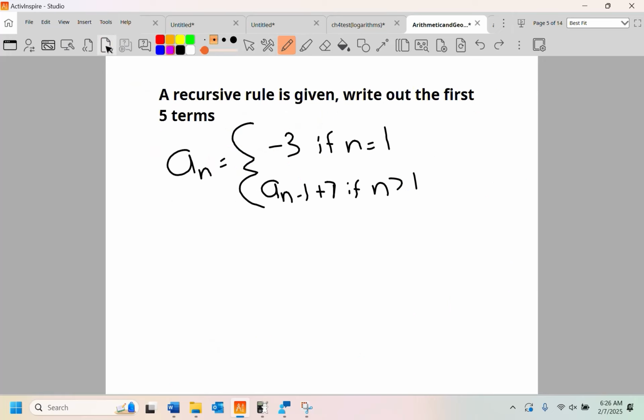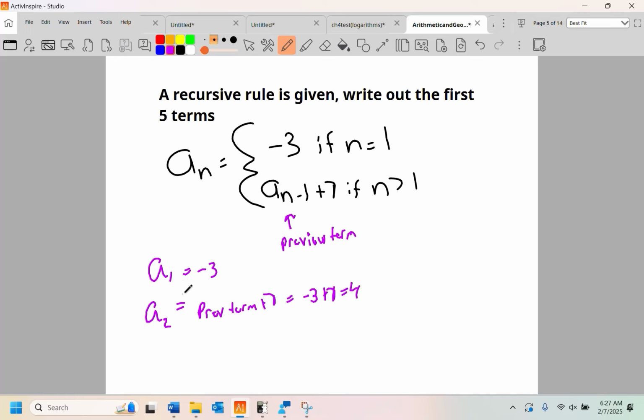Recursive rule is given, write out the first 5 terms. So this guy is the previous term, okay? So we'll start off, it says plain and simple, if n is 1, then I'm negative 3. For a sub 2, the next term, it says look at the previous term. It is the previous term plus 7. Okay, so the previous term was negative 3. If I add 7, I'm sitting pretty at 4.